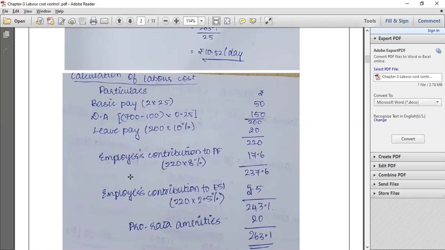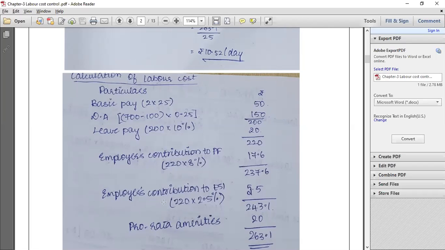Then they have given the employer's contribution to PF. They have given 8% on first, second, and third. First, second, and third would be basic pay plus DA plus leave pay, which is 220. So on this 220, multiplying by 8% would give you 17.6.